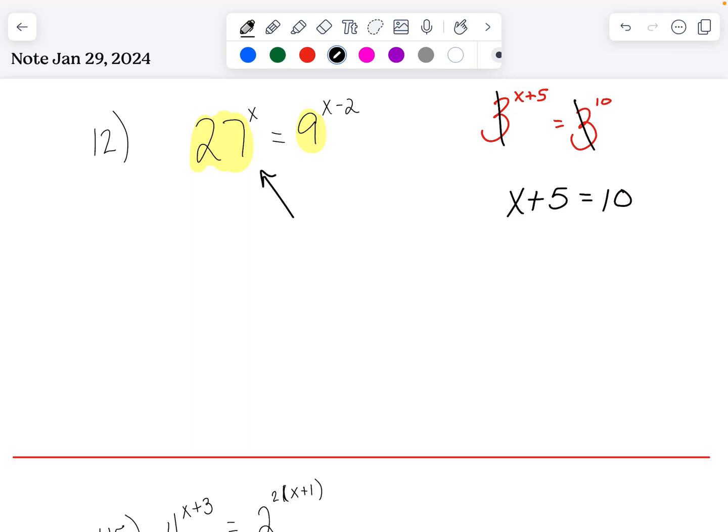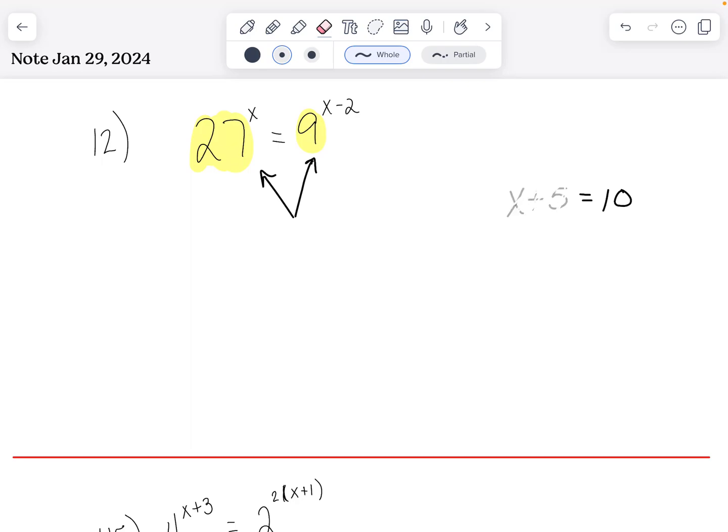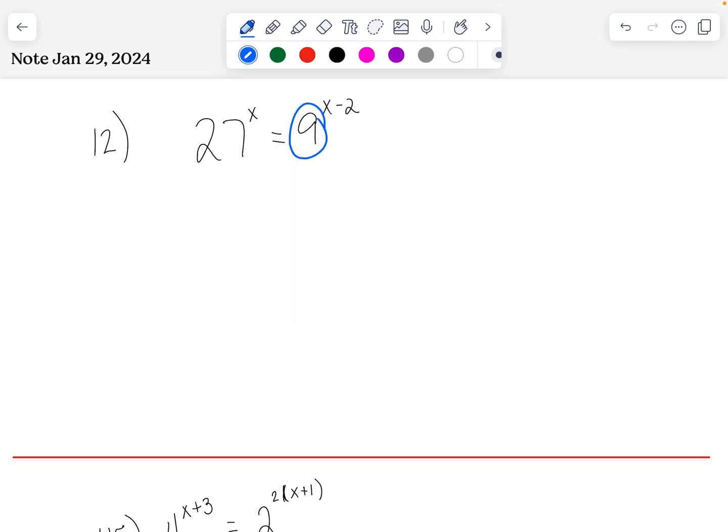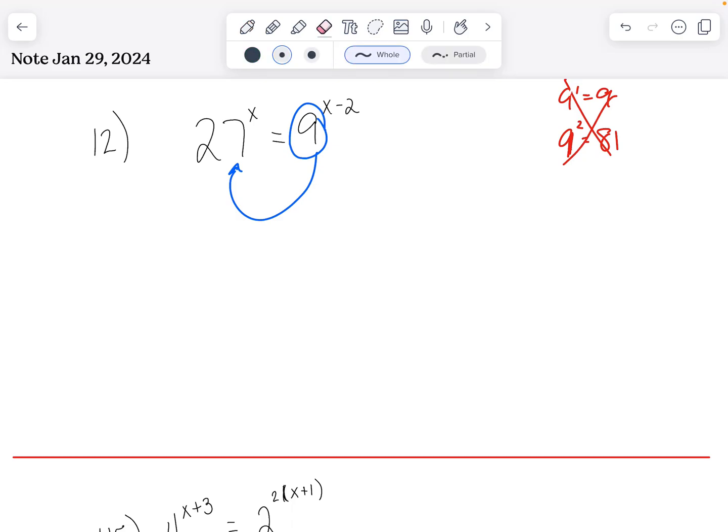But here I don't have the same base. I have 9 and 27. I need to make those the same base by doing a little bit of algebra, a little bit of manipulation to these numbers. So what I need to check first is, does the smaller number taken to some power make the bigger number? So let's check. 9 to the first is 9. 9 to the second is 81. So that's not going to work. I can't get 27 from 9.